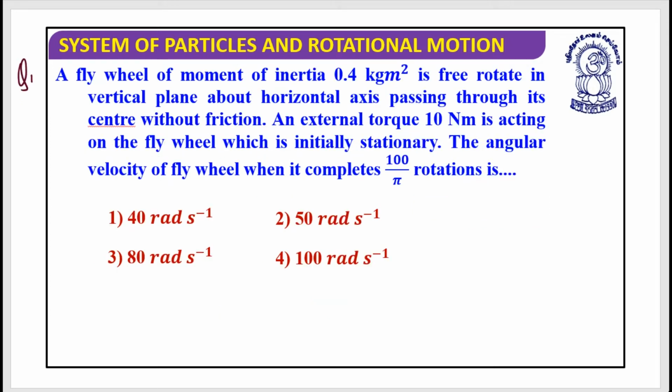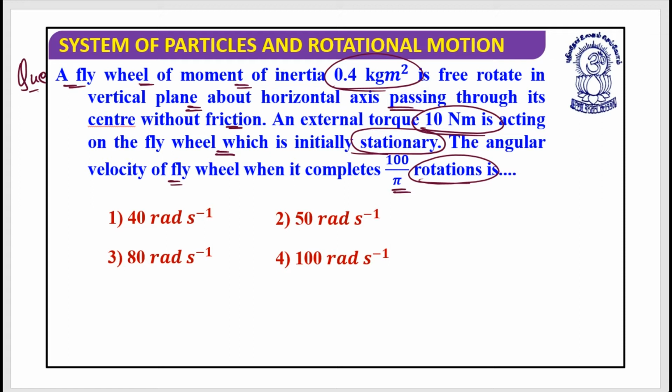The next question says that a flywheel of moment of inertia 0.4 kg meter square is free to rotate in a vertical plane about a horizontal axis passing through its center without friction. An external torque of 10 Newton meter is acting on the flywheel, which is initially stationary. Find the angular velocity of the flywheel when it completes 100 divided by pi rotations. These are the revolutions.